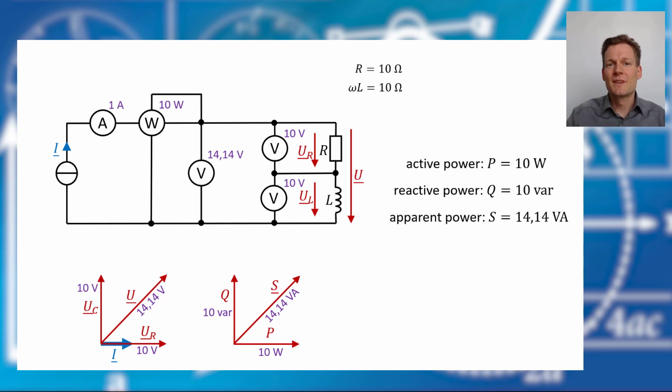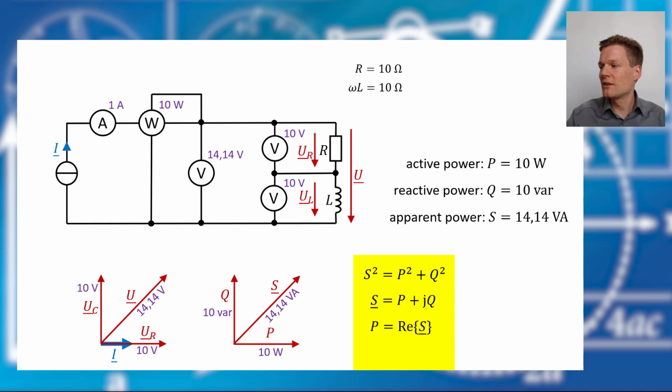So we can calculate our apparent power with Pythagoras. And we could also express our apparent power as a complex number, and then the real part is the active power and the imaginary part is the reactive power. And that also means that the active power is the real part of the apparent power, and the reactive power is its imaginary part.